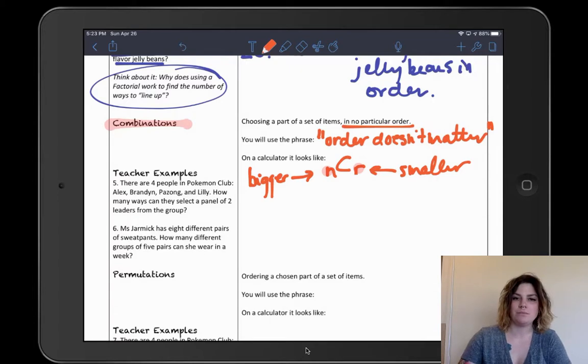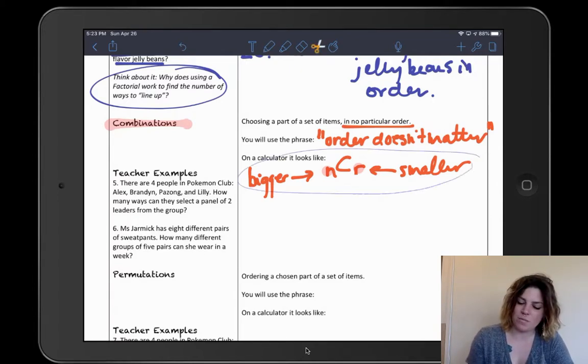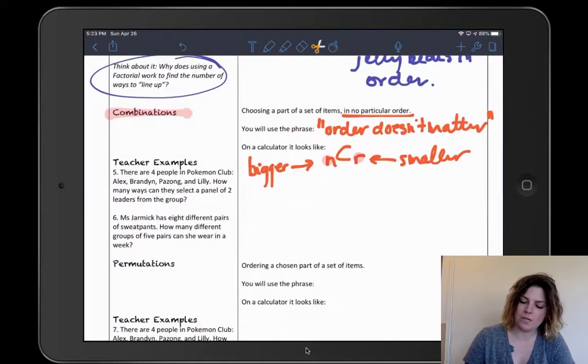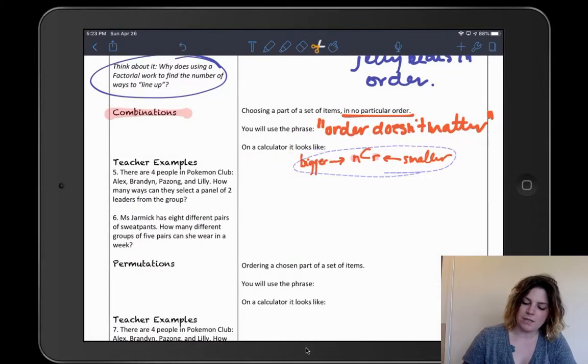Okay, so how do we use it? Let's see a couple of examples from me on how to use combinations. Here we go.